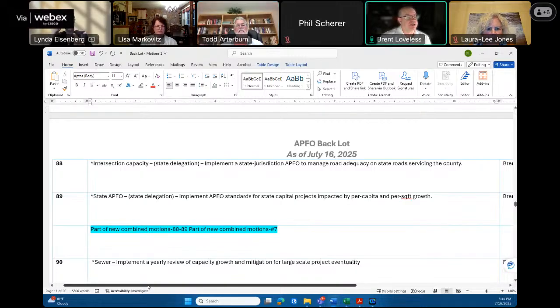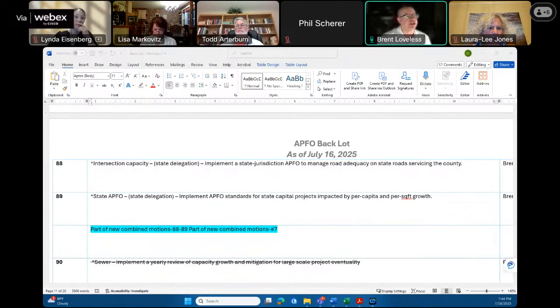88 and 89. A motion to implement a state jurisdiction APFO to manage road adequacy on state roads servicing the county. This is way outside our lane, but it is not to recommend it. We have a serious issue where state roads and county roads cross and they are not counted for adequacy, and also open for mitigation. And that pretty much means Route 1 is, well, the way it looks today, with a real live death count. I would recommend this as a follow-on to work with the state on how to deal with state road adequacy.